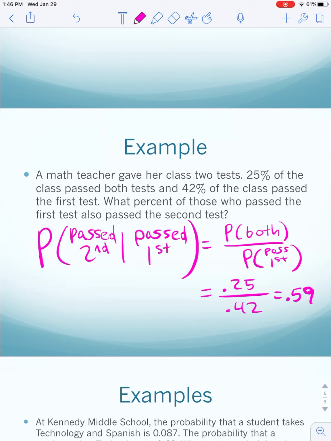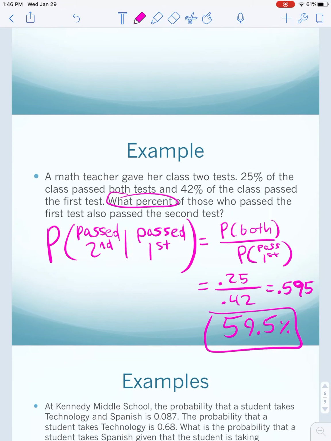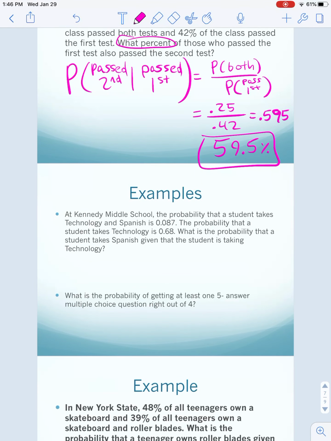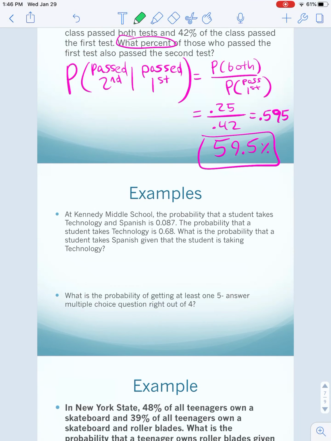Now, the way they worded it, we actually aren't going to give this as a probability answer because they said what %. So I need to convert this to a percentage, and that's easy. 59.5% of the kids that passed the first also passed the second. Normally, we would give it as the decimal, but they asked for a percentage, so we gave it as a percentage. Okay, from here on out, you can practice these and then go back to the video and see if you got them right and check off of what I did. But now it's up for grabs.